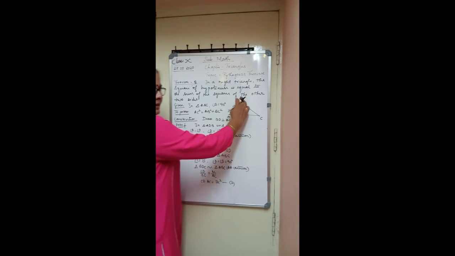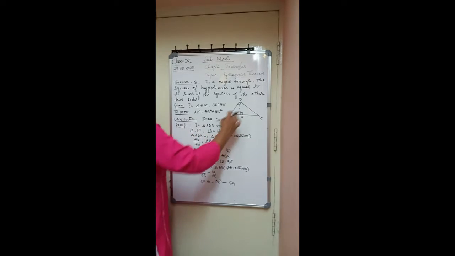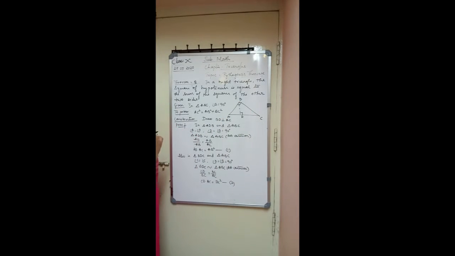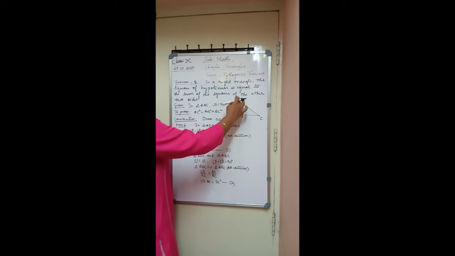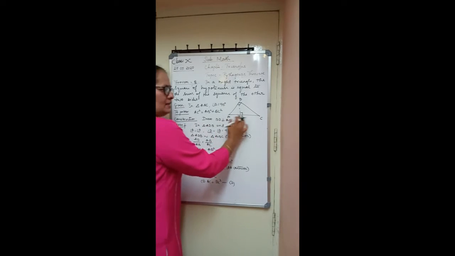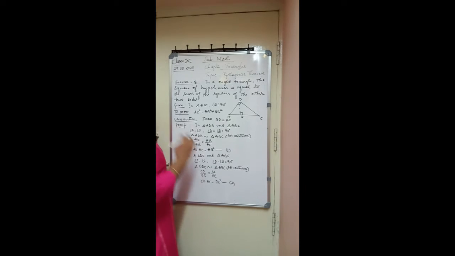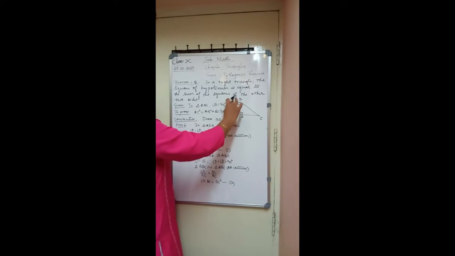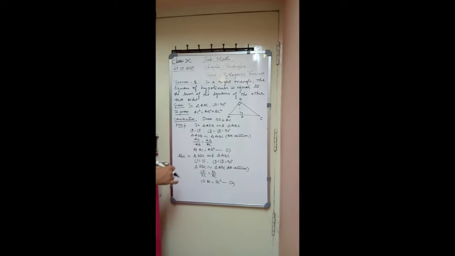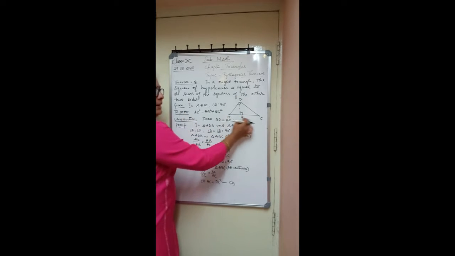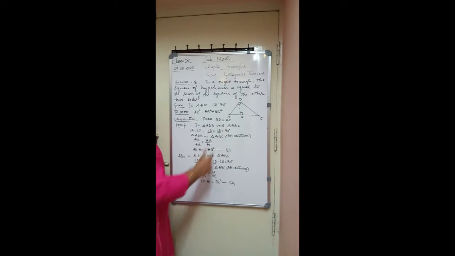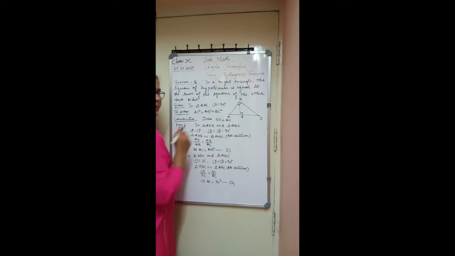Draw a right angle triangle ABC, which is right angled at B. Then when B is 90 degrees, AC is the hypotenuse. So you have to prove that AC square equals AB square plus BC square. To prove this, you have to construct: draw BD perpendicular to AC.